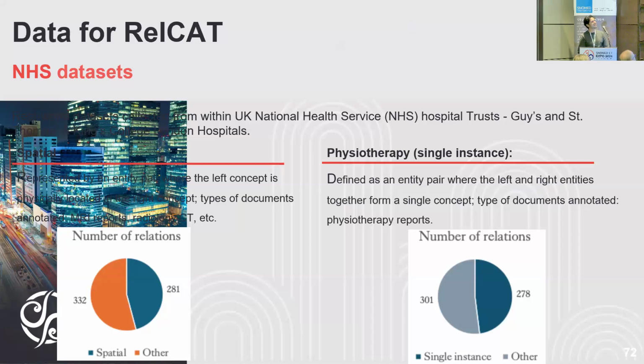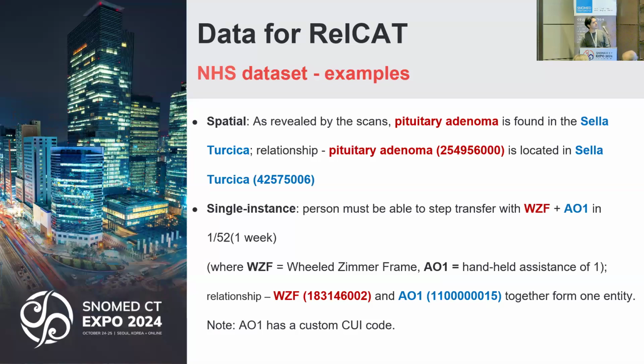You can't read that, but we have two different data sets from the NHS. One is spatial, and the second one is physiotherapy. The spatial one is described as an entity pair where the left concept is located inside the right concept. Let me give an example. In this example, the pituitary adenoma is found inside the sella turcica. That means these two have a relationship where the adenoma is located inside the sella turcica. That is the spatial relationship.